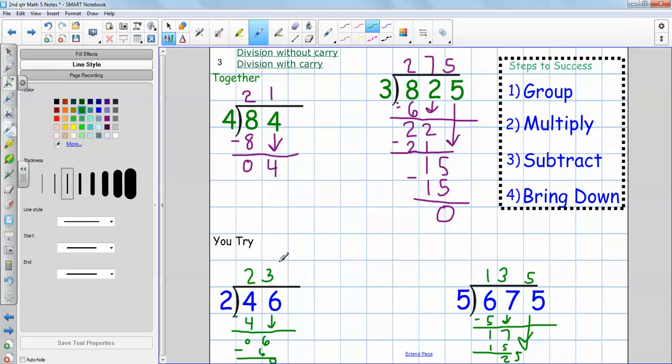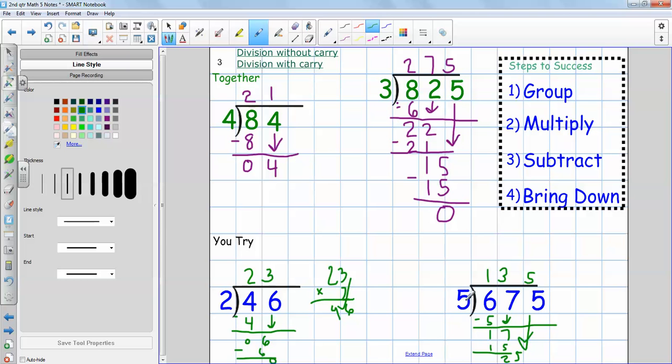Now, how could I check this if I'm not sure that sounds right? You got it. You can always check the answer to a division problem by multiplying. So when I multiply this real fast, I see that I get 46. So I know my answer is right.